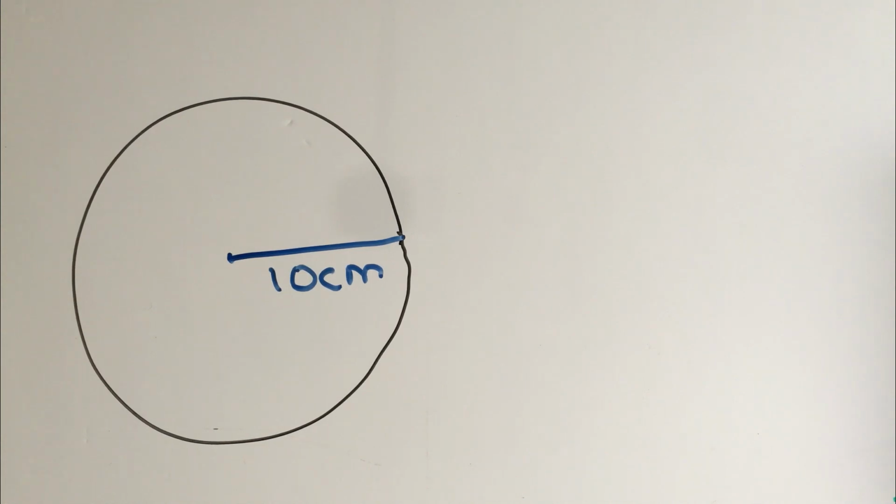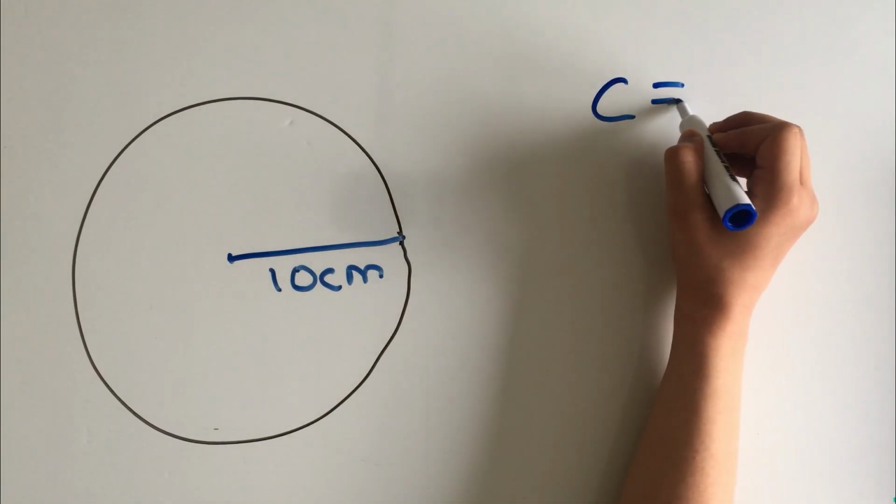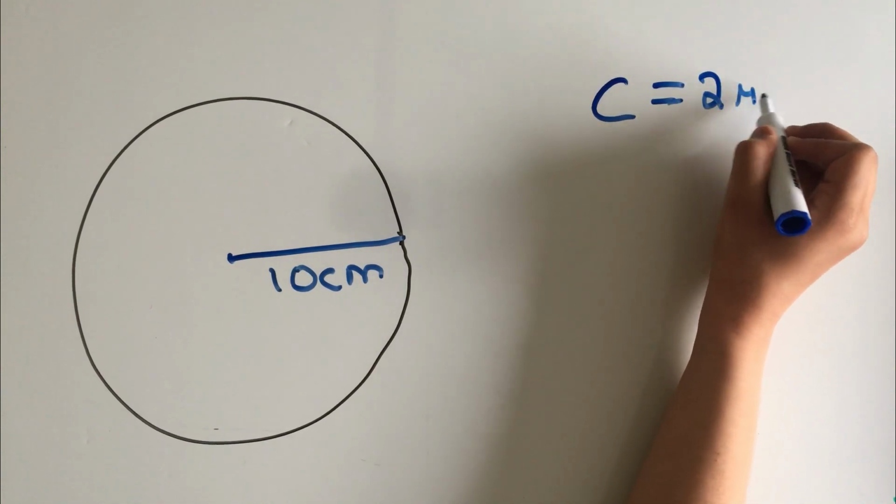In this video, we'll be seeing how to find the circumference of a circle. The circumference is just a fancy word for the perimeter of a circle. And there is a special formula to do it. It is C is equal to 2 pi r.